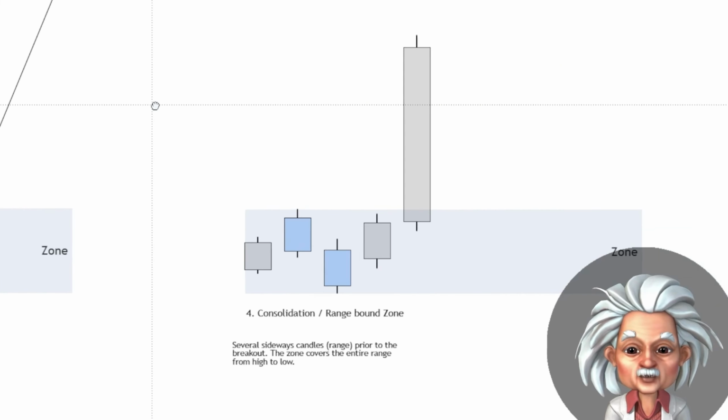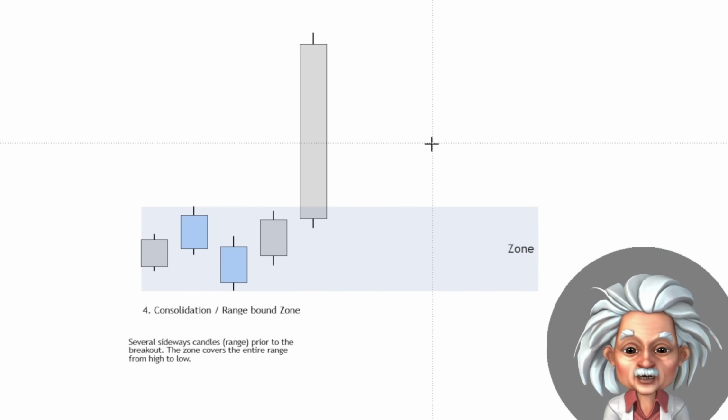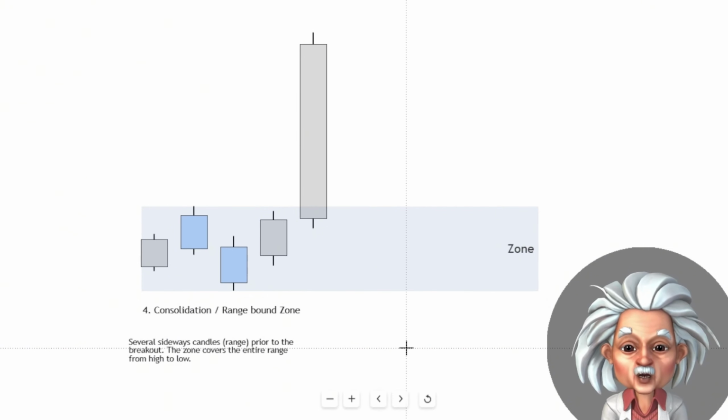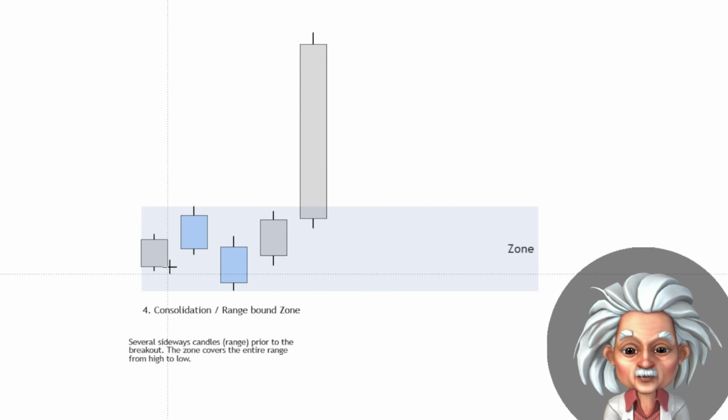Let's continue to the fourth variation. This is the consolidation or range bound zone. Most likely it's a longer range with different colors. Buy, sell, also different colors.